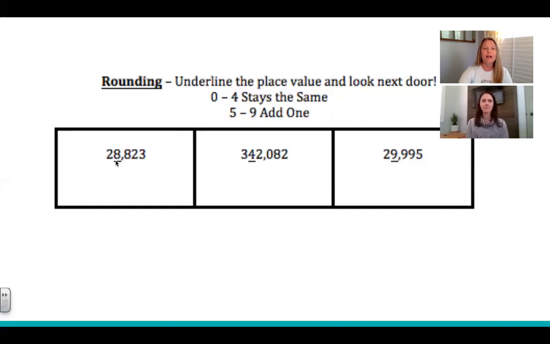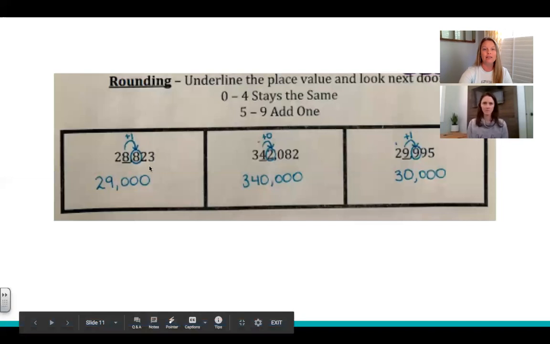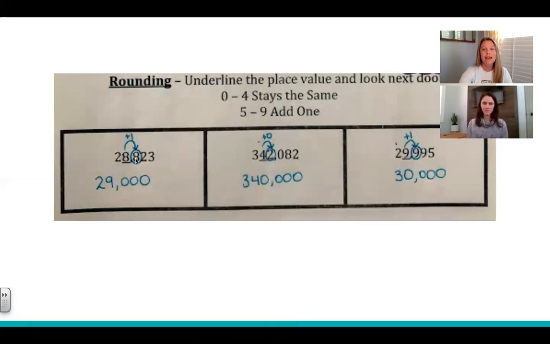Remember that after I underline that number, I look next door, and the number that's sitting beside it tells that underlined number what to do. So if it's 0 through 4, it has to stay the same. 5 through 9, I'm adding 1 to the number. So let's look at this first one.